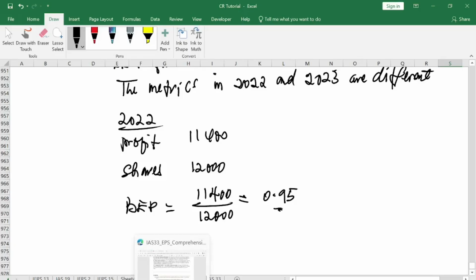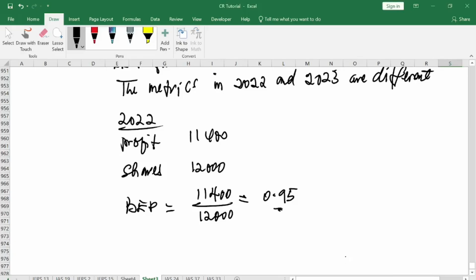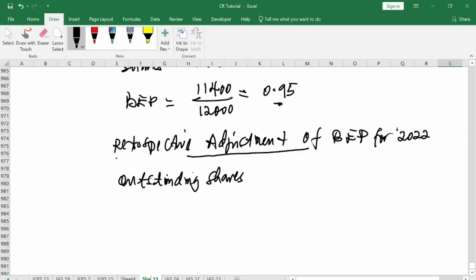This is what they've already provided for us, the basic earning per share for the previous year, 2022. They're giving us all the information to determine that value, so that is what I have done here. So that's 0.92. How do we restate this 0.92 so that it can be comparable to 2023? The retrospective adjustment of basic earning per share for 2022: the outstanding shares for 2022 is how much? They're giving it to us in the question. It's 12 million, right?